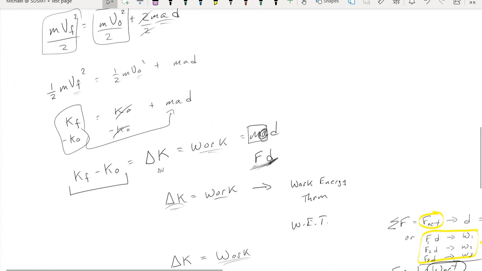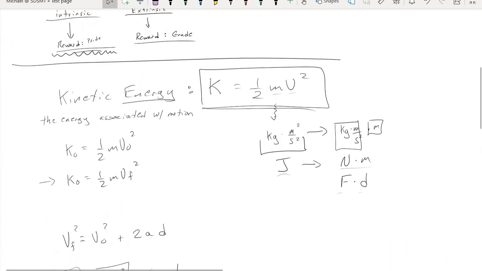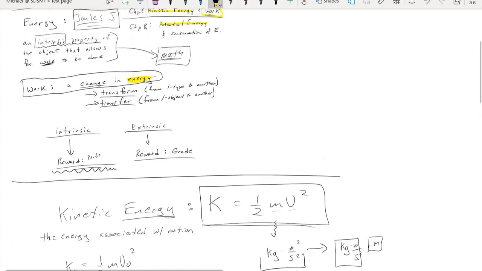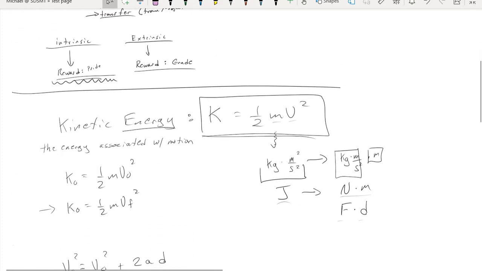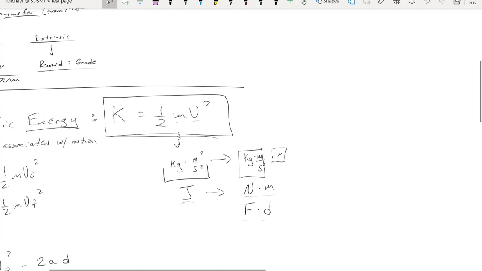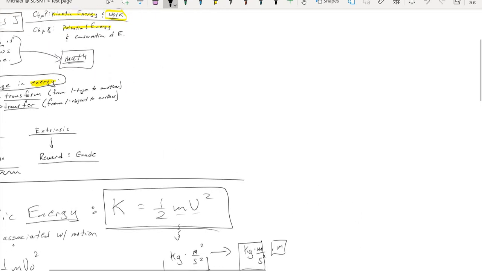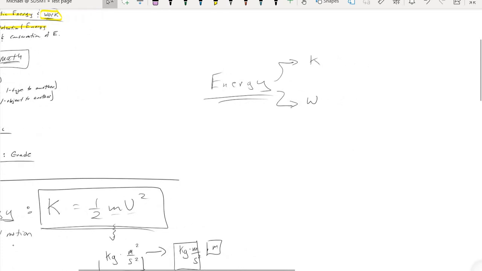And if we go back to the units, we said our energy was going to have units of joules. The work is also going to have units of joules. So work is a change in energy. Work is measuring a change in energy. But what is energy? Is it a scalar or a vector? Because that's going to tell us how we have to treat things like kinetic energy and work. Are these going to be scalars or vectors?